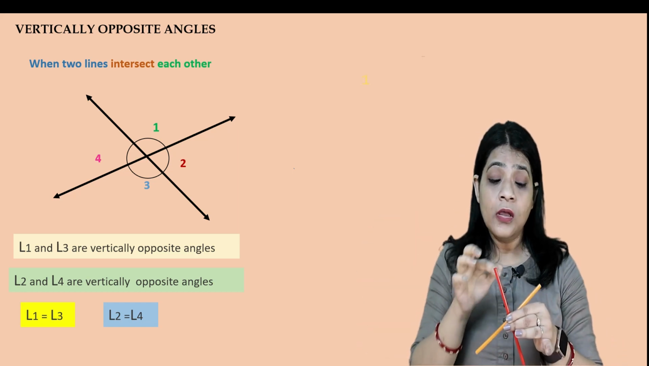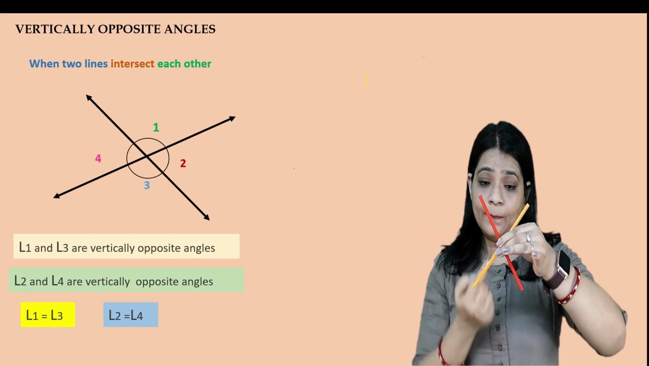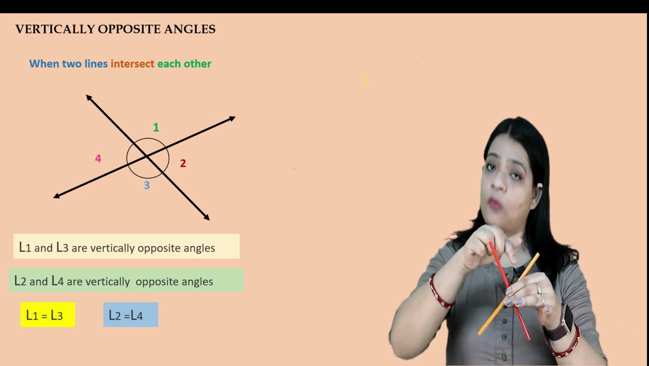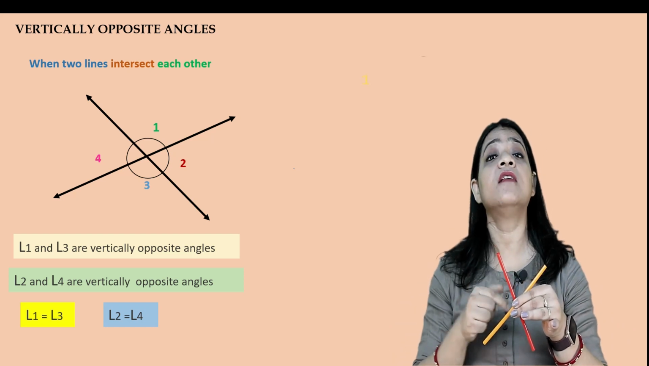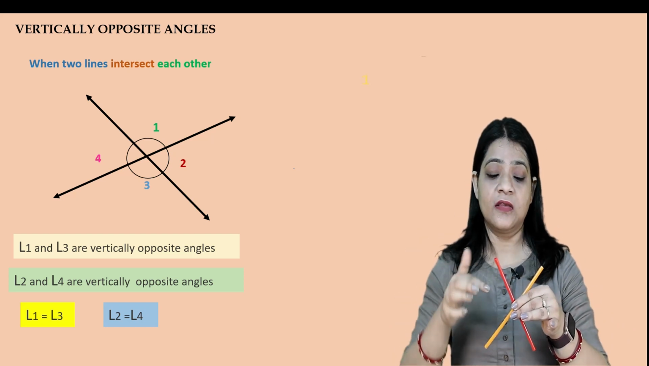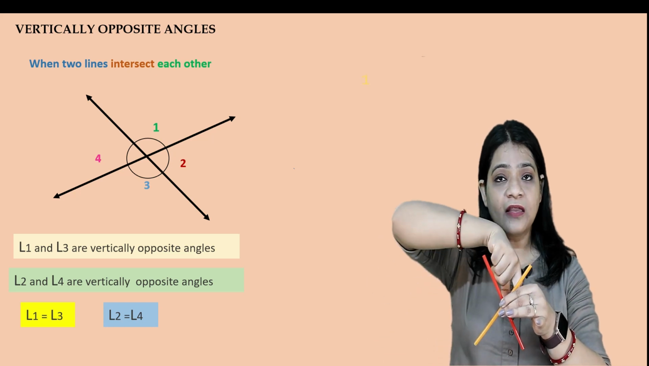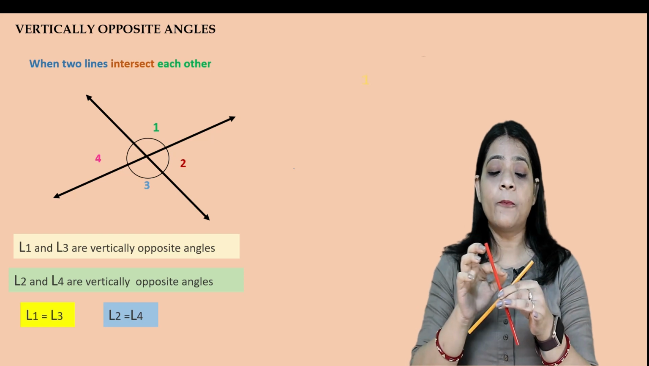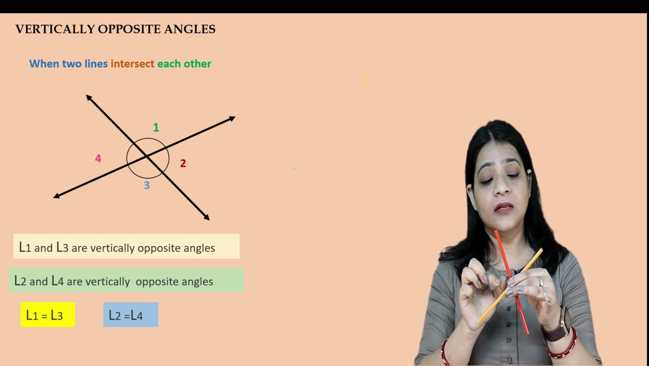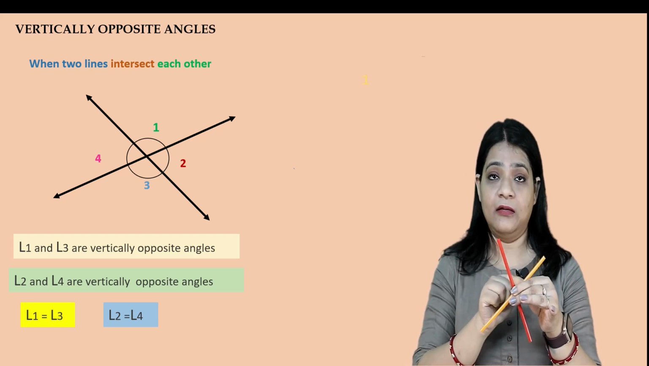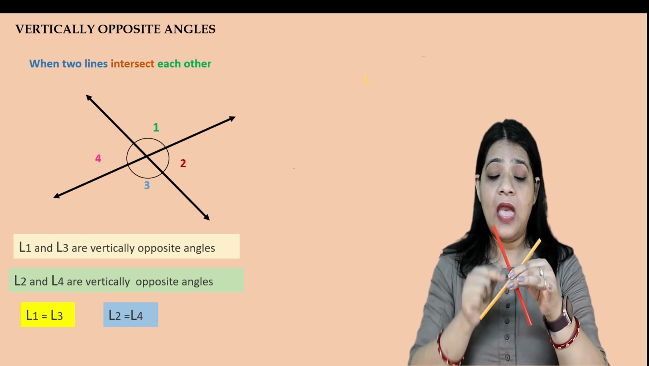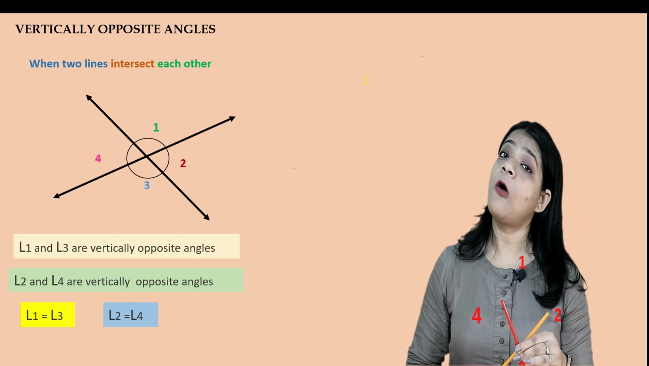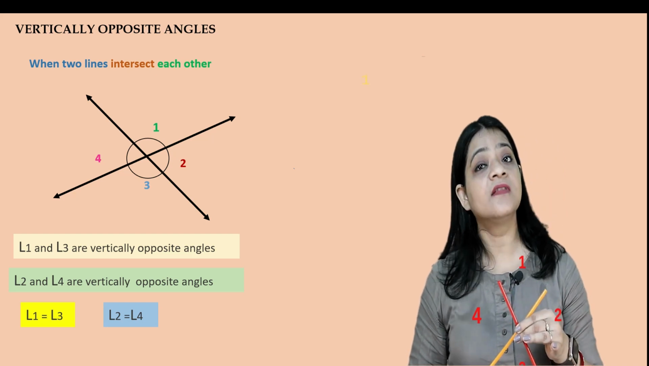Okay, so this angle and this angle are vertically opposite angles. Opposite angles are called vertically opposite angles. Suppose this is angle 1, angle 2, angle 3, angle 4. So angle 1 and angle 3 are vertically opposite angles, and vertically opposite angles are always equal.